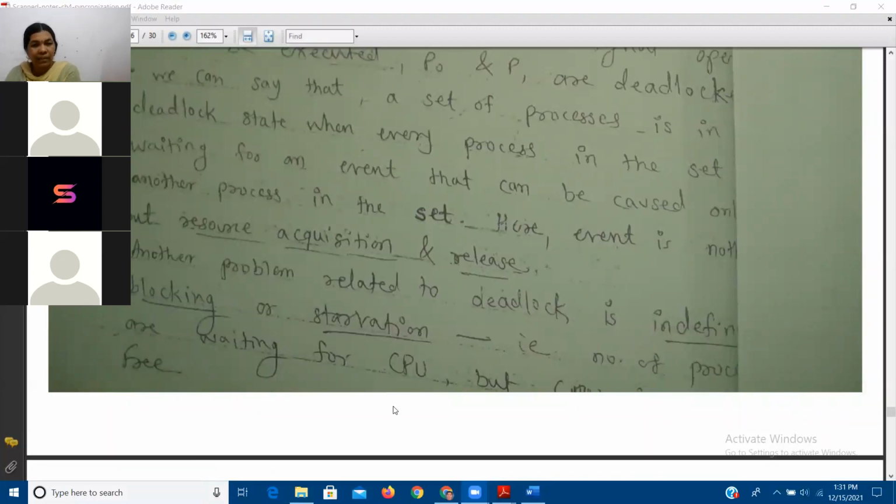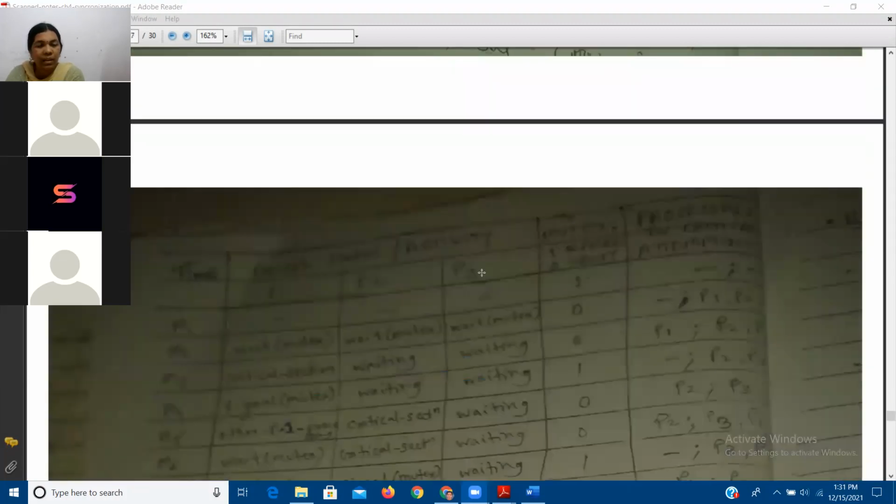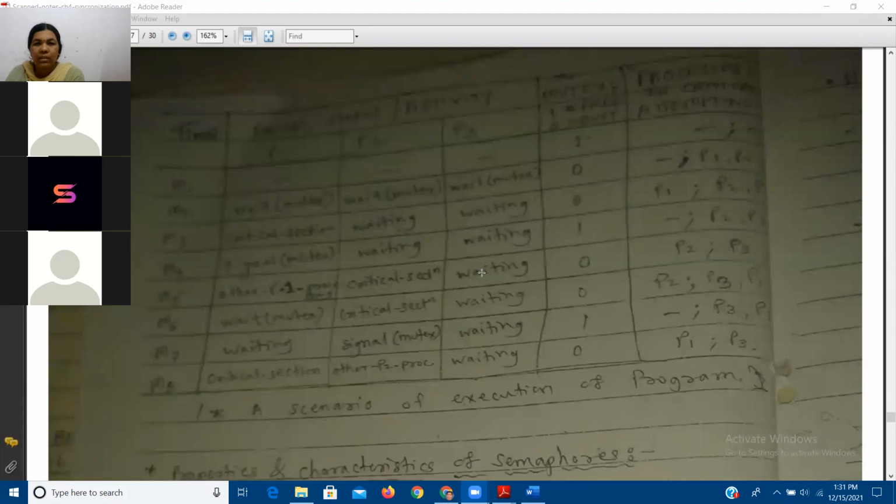It is also called starvation. Okay, so this is the disadvantage of this semaphore. So, a scenario of execution of a program. Here an example is given: processes P1, P2, P3, each executing wait mutex, critical section, then signal mutex. Okay, so here three processes are trying to execute in the system when they are trying to share the common variable.